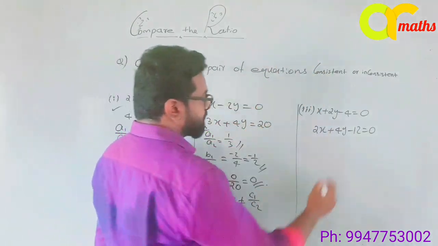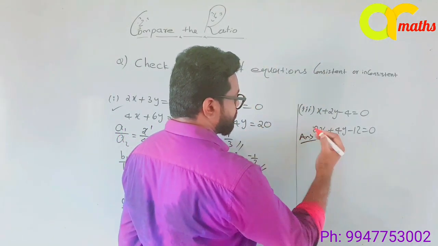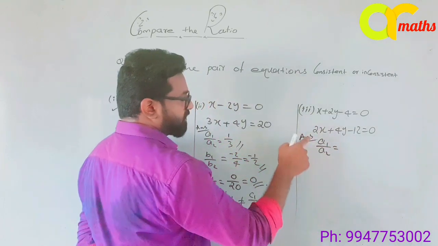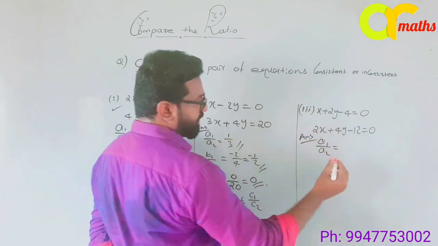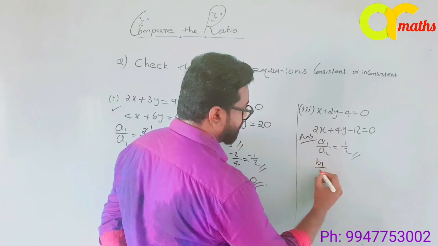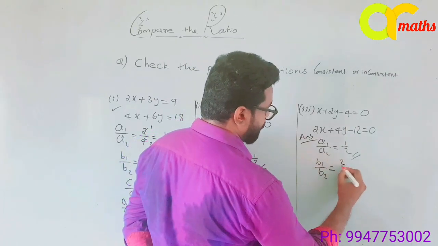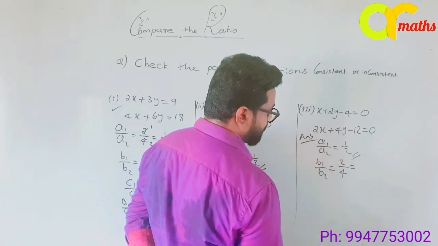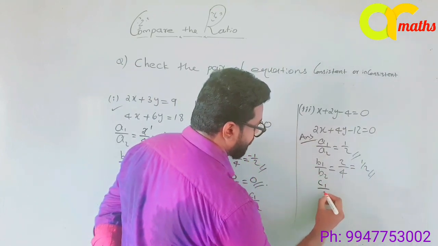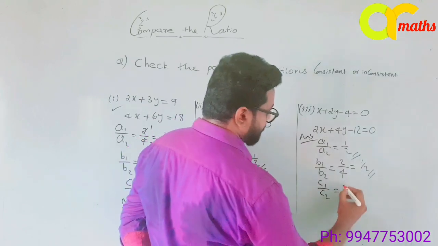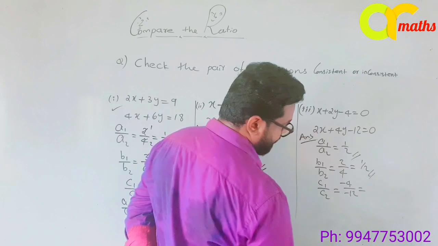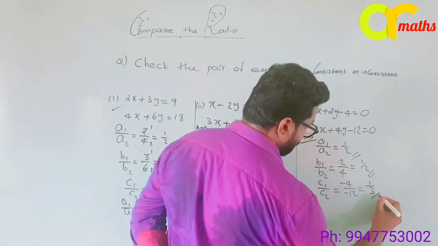Clear? So here, what is a1 divided by a2? The ratio of x: 1 divided by 2, 1 by 2. Next, b1 divided by b2, that is 2 divided by 4. In 2 and 4 you can cancel 2, that is 1 by 2. Next, c1 divided by c2, that is minus 4 divided by minus 12. In 4 and 12 you can cancel 4, that is 1 by 3.